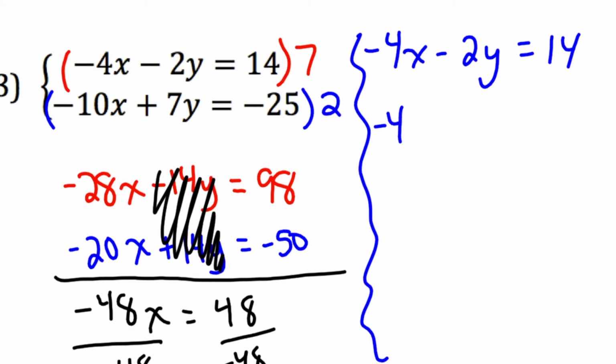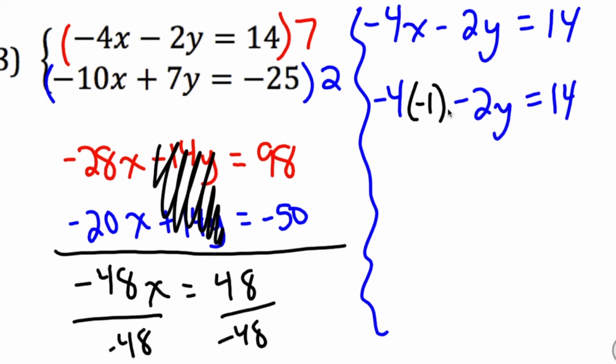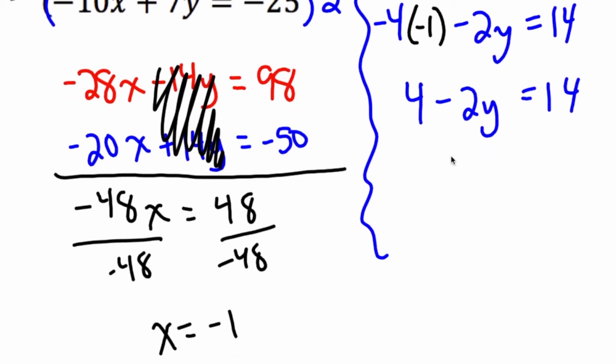Negative 4, x is negative 1, minus 2y equals 14. Now we go through our two-step equation here. Negative 4 times negative 1 is 4, minus 2y equals 14. I'm going to go through the rest of these steps here. Pause if you need to catch up, but I'm going to run through it quickly. We've done a ton of these, so hopefully you are on track with what to do here.